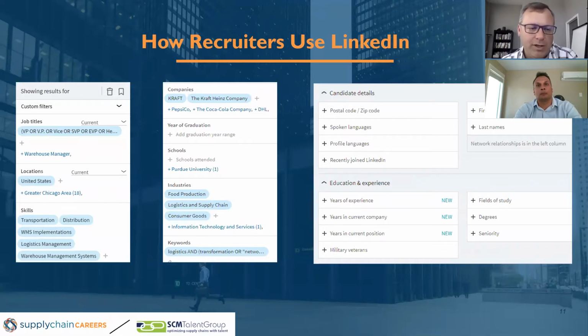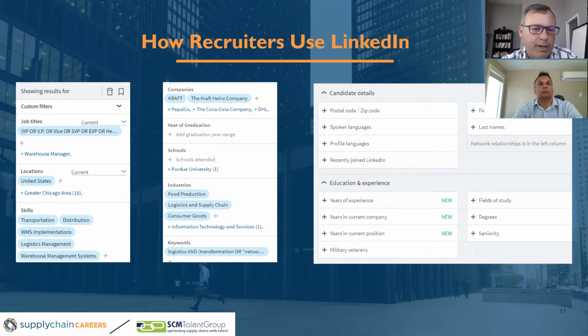I can filter by skills, transportation, distribution. They were implementing a WMS, which they did. So they wanted somebody that had been through one of those, warehouse management systems and so forth. Companies, we usually at this level put together a target list of companies, and then we'll try to find the people that are doing the same job, whether it's the number one, sometimes it's the number two. So you've got Kraft Heinz, that was a company that we were looking at. There's Pepsi, Coca-Cola, and some other companies.